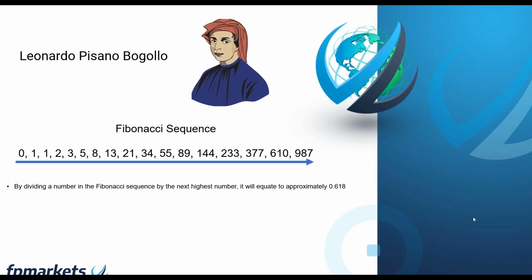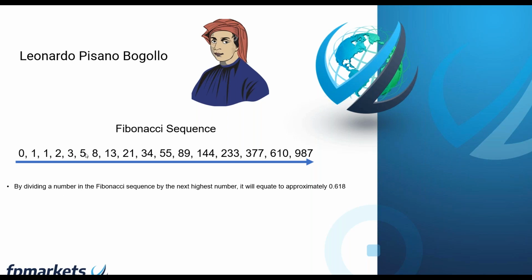Now, the Fibonacci sequence is an arrangement of numbers where after 0 and 1, every number is the sum of the two previous numbers. While at first glance this may appear difficult, it's actually relatively straightforward. So look, 1 plus 1 equals 2, 1 plus 2 equals 3, 2 plus 3 equals 5, and so on.